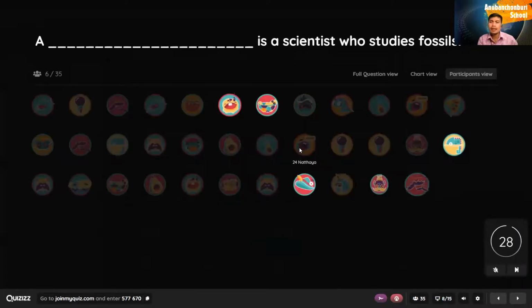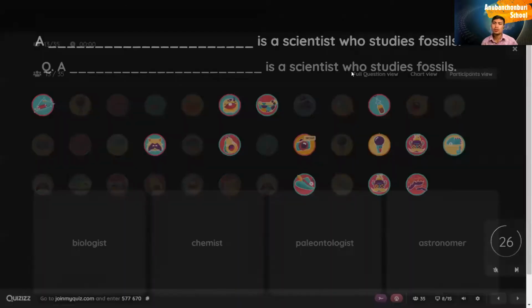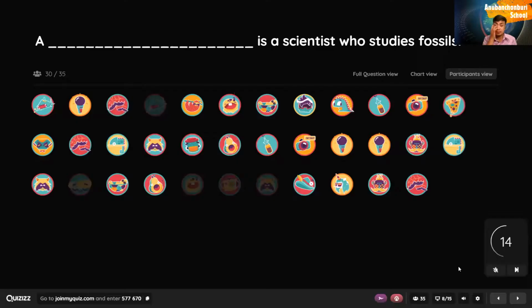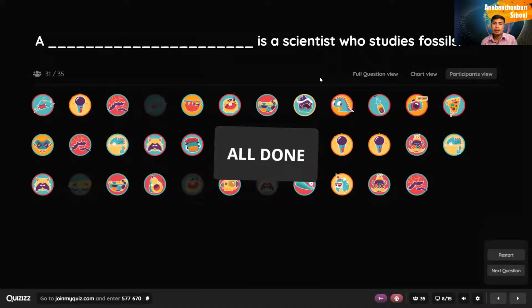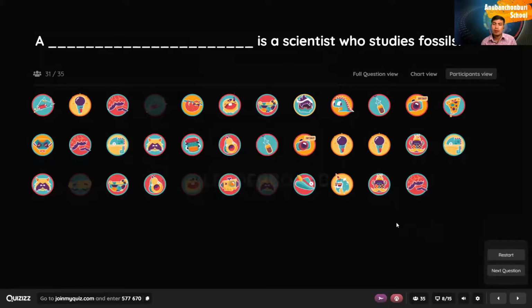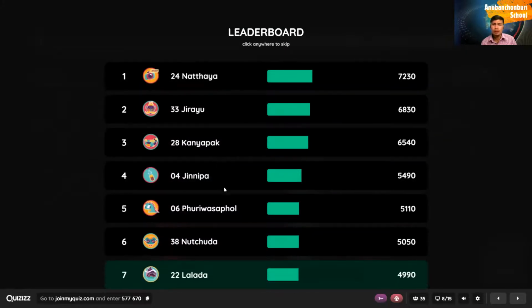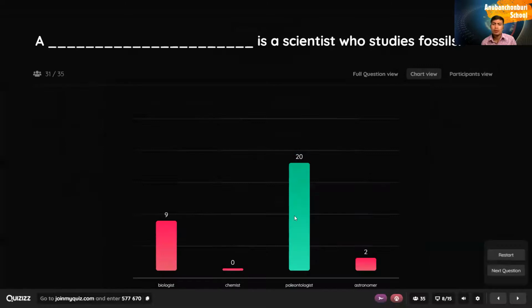A blank is a scientist who studies fossils. Biologist, chemist, paleontologist, astronomer. Okay, I will click next now. All right, the correct answer is, of course, paleontologist. Let's see the leaderboard: Nataya, Jirayu, Kanyapak, Jinipa, Puriwasapul, Natsuda.